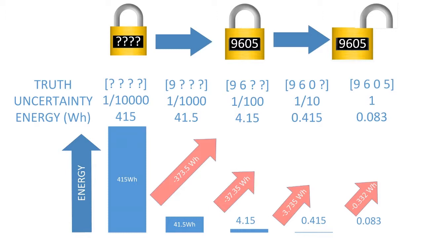So as you go from knowing fewer digits of the combination to knowing more digits of the combination, your uncertainty about what the combination is drops from 1 in 10,000 to 1 in 1,000 to 1 in 100 to 1 in 10 to 1. Your uncertainty goes from very high uncertainty to very low uncertainty, complete certainty. The energy you need to complete the task of opening the lock also drops from 415 watt hours to the very minimum, which is only 0.083 watt hours. So as you get more truth, things become easier and more certain.